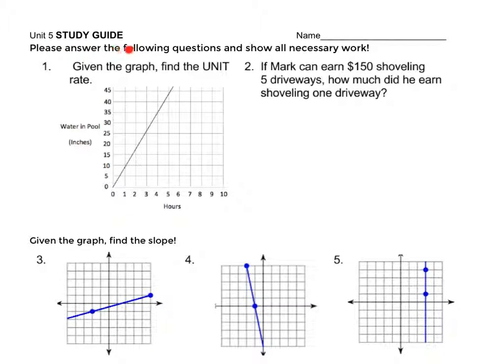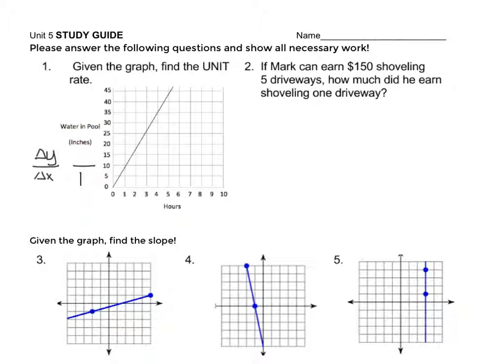Directions. Please answer the following questions and show all necessary work. Now, on number 1, it says, given the graph, find the unit rate. It's been a while since we have done this, but as you recall, when we talk about unit rate, we are talking about the change in y over the change in x. And more specifically, we want to look at the x-axis. This is your x-axis, and we want to look at the x-axis where your x value is 1.